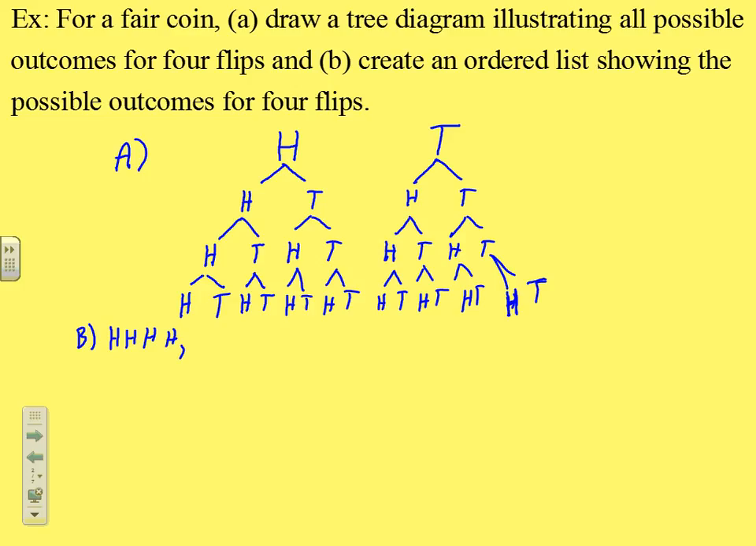So that is one possible output that I could have gotten. Then I could have gotten 3 heads in a row, followed by 1 tails. Then I could have gotten 2 heads in a row, followed by a tail, followed by another head. I could have gotten 2 heads in a row, followed by 2 tails in a row. I could have gotten 1 head, 1 tail, and then 2 more heads in a row.